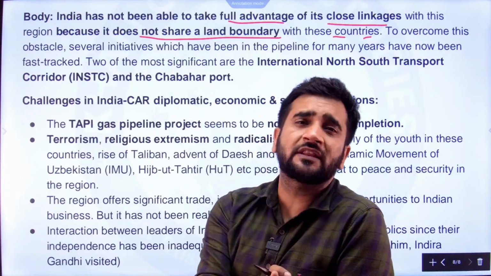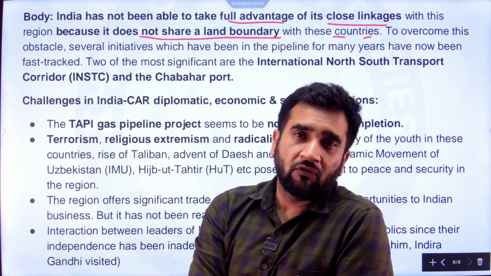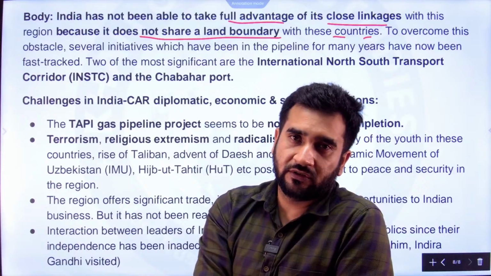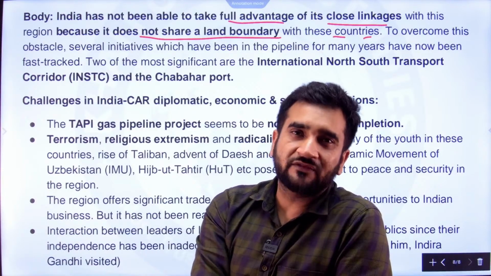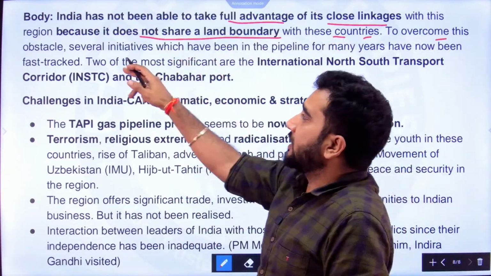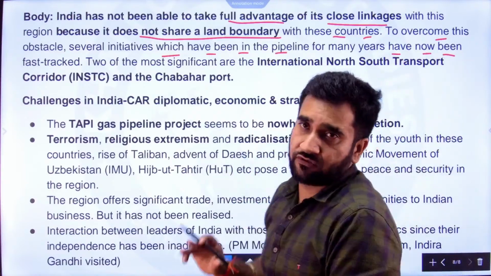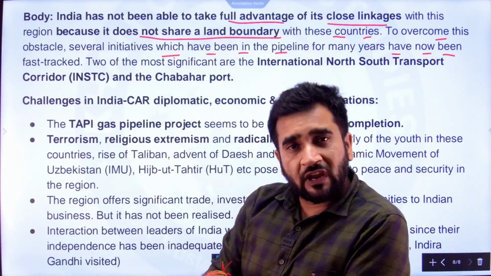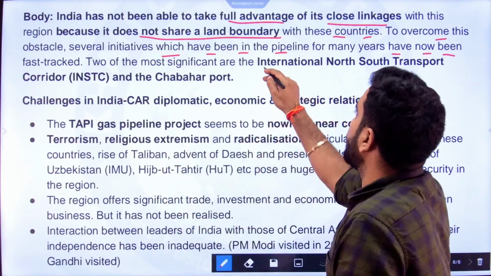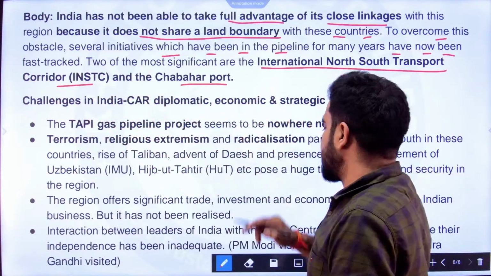It should not have been there. But we have countries like Pakistan which are acting like a barrier for us to connect to the Central Asian region. So that is why we are not able to connect. To overcome this obstacle, several initiatives which have been in the pipeline for many years have now been fast tracked and they have been materialized. So we are trying to bypass Pakistan. How? There are two projects in the picture over here. One is the International North-South Trade Corridor and second is the Chabahar Port.